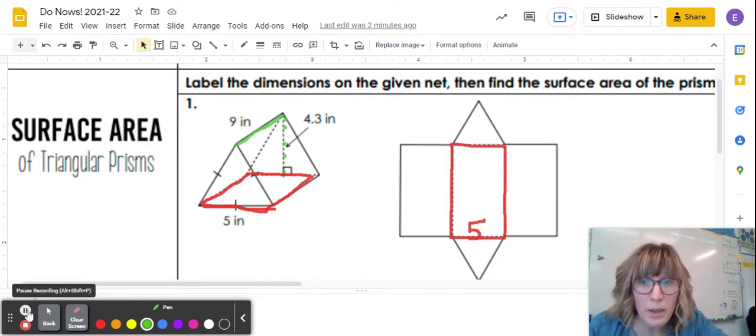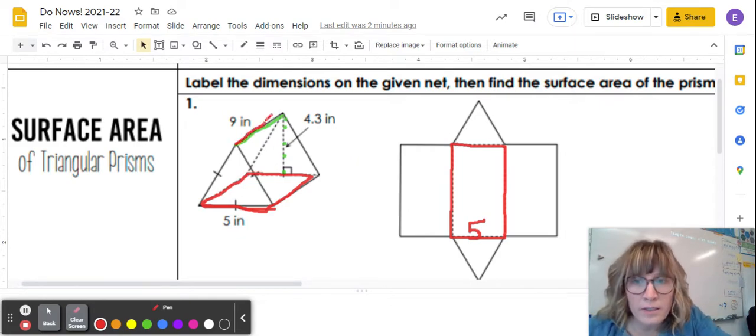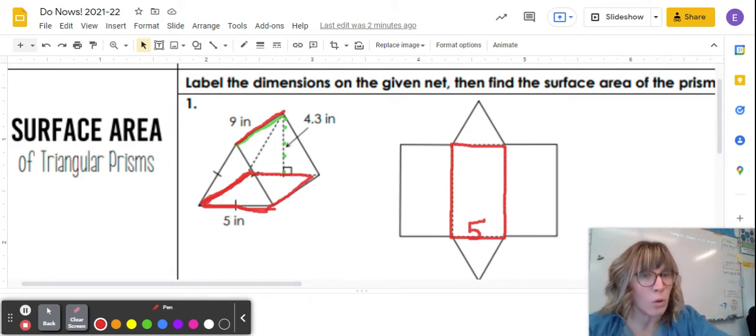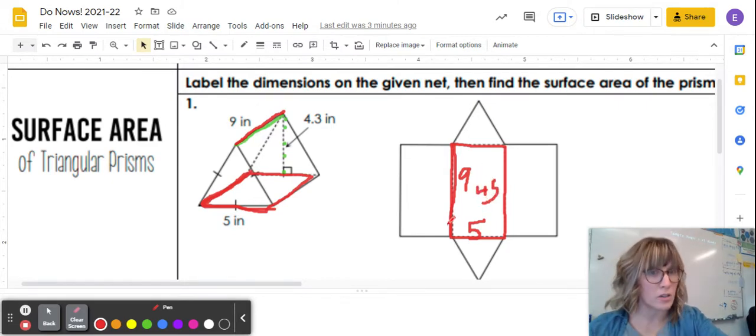So when we think about what that means, we know that this length corresponds to this length. Those are the same length because the figure closes. If it were a different length, there would be a gap, a little hole, but there's not. So we know that this length here is 9 inches. So the area, when we multiply them together, 9 times 5 gets us 45 inches squared.